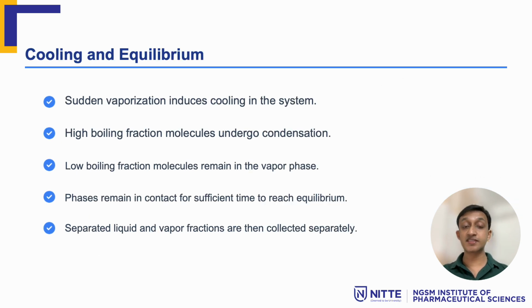When flash vaporization occurs, it absorbs energy, leading to cooling of the system. As a result, high boiling components condense and remain in the liquid phase. Low boiling components stay in the vapor phase, and the two phases are allowed to remain in contact long enough to reach equilibrium. Finally, the vapor and the liquid fractions are separated and collected independently.